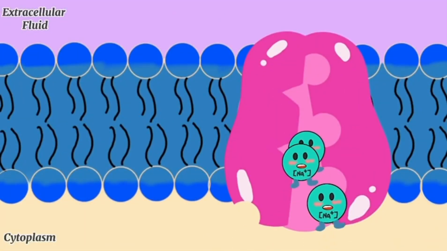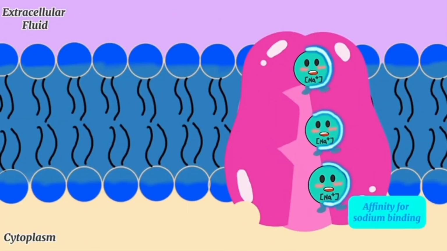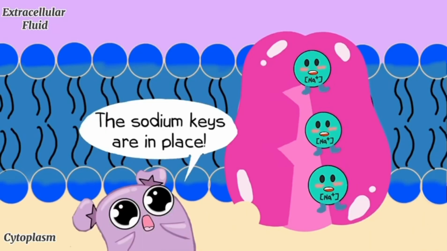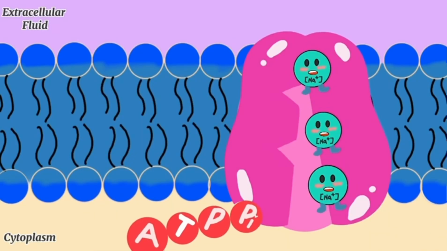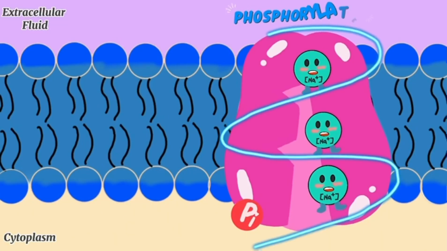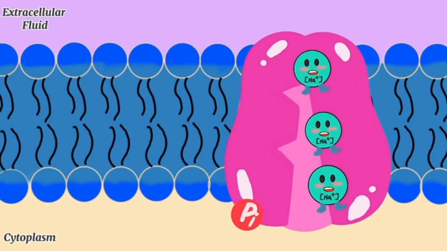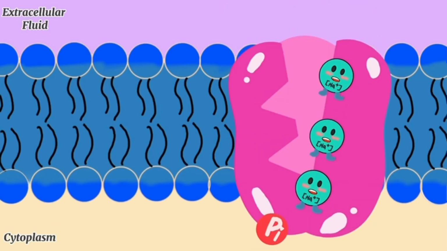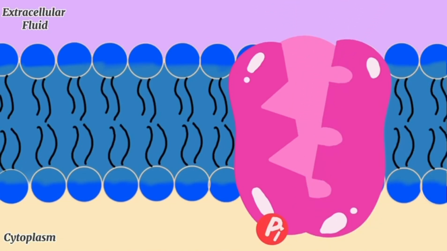Three sodium ions bind to the protein. The affinity for sodium ions is high when the protein has this conformation. Phosphorylation is the transfer of a terminal phosphate group from ATP to the protein pump. Sodium ion binding stimulates phosphorylation of the protein. Phosphorylation causes the protein pump to change its conformation. Therefore, 3 sodium ions are released outside.